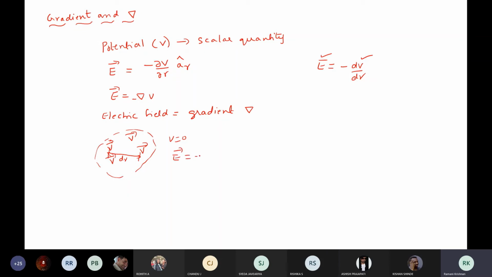Then electric field is defined as minus dou V by dou r. The negative sign indicates that the electric field is from the higher level to the lower level. The negative sign gives the direction from higher to lower. So differentiating potential gives me a vector quantity, that is called gradient. Okay, right. Now, we saw what this is. This is the only definition you should know.